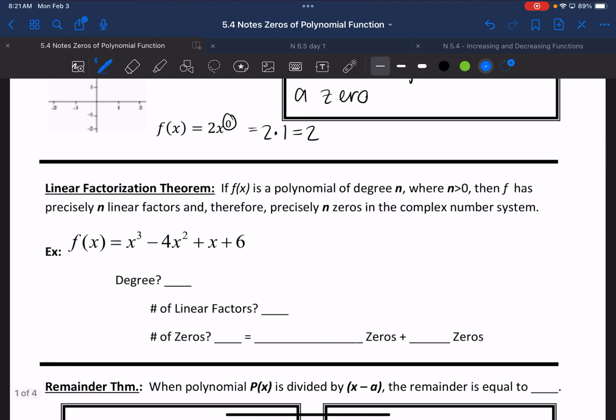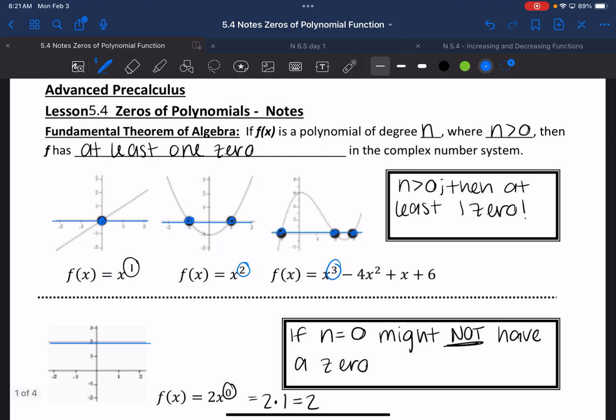Okay, we also have what's called the linear factorization theorem. And this says if your polynomial of degree n, as long as that n is greater than 0, so like what we talked about for the first theorem, then f has precisely n linear factors, and therefore precisely n zeros in the complex number system. So here they're saying not only will we have at least 1, but like these pictures showed, your degree should match the number of zeros that you have. So like our exponent or our degree here was 1, and we had 1 zero. Our degree here was 2, and we had 2 zeros. Our degree here was 3, and we had 3 zeros.